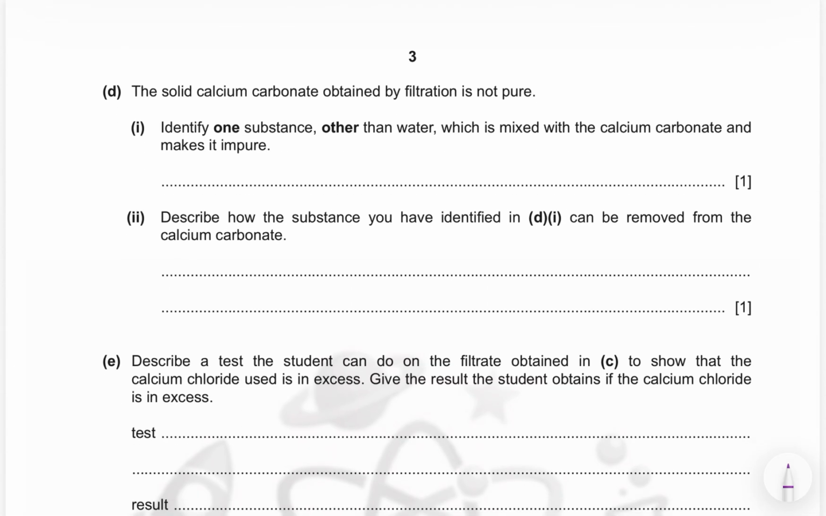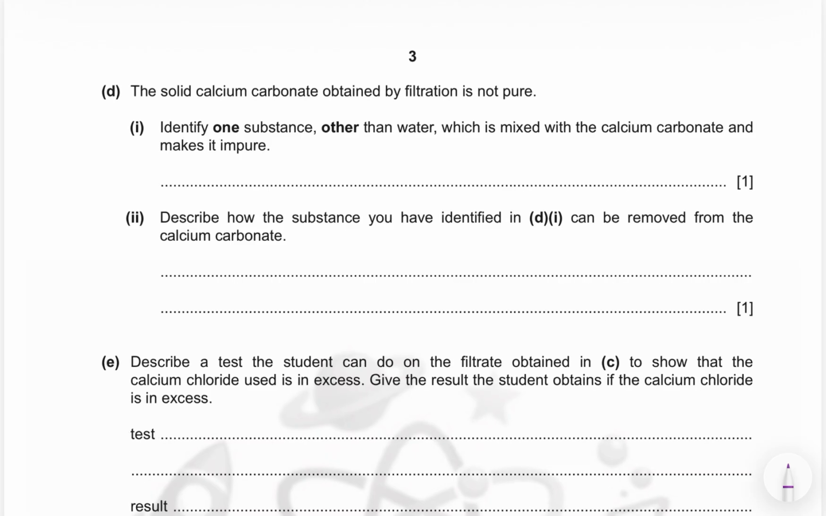D, the solid calcium carbonate obtained by filtration is not pure. Identify one substance other than water which is mixed with calcium carbonate and makes it impure. Okay, so this is a precipitation reaction. When you filter it, you get the residue. Okay, so there can be traces of any of the compounds from which it is being made. So you can write any of the reactants used to make calcium carbonate. So it can be either calcium chloride or sodium chloride. So I'm writing calcium chloride. Any one of these is correct.